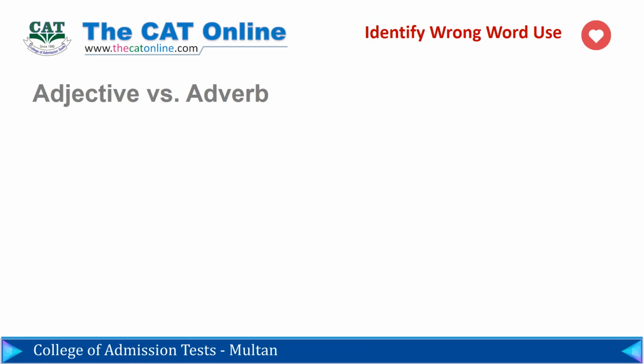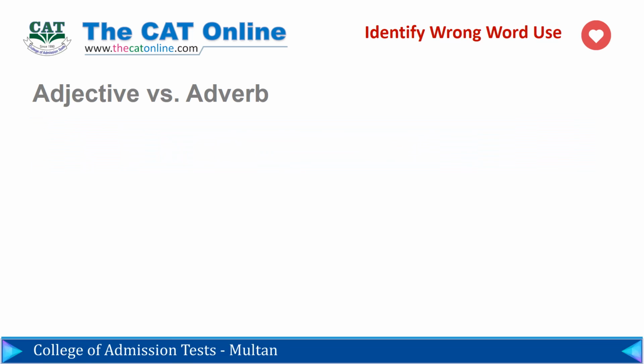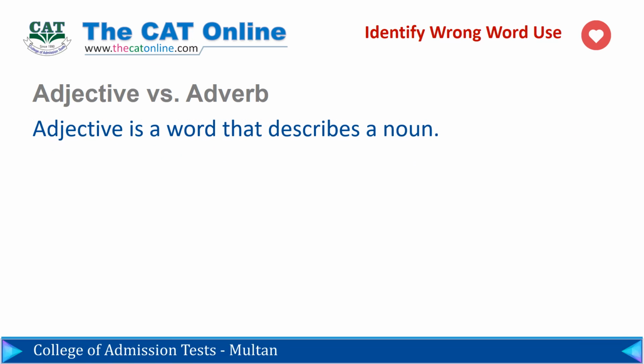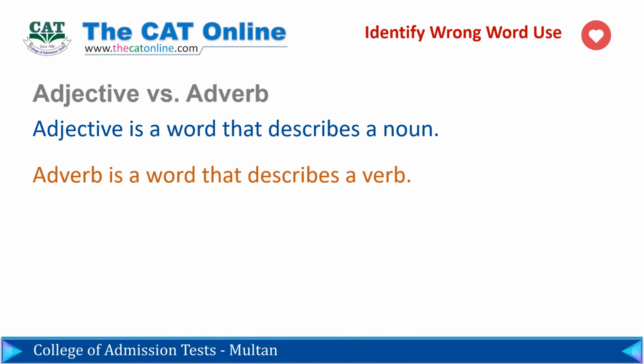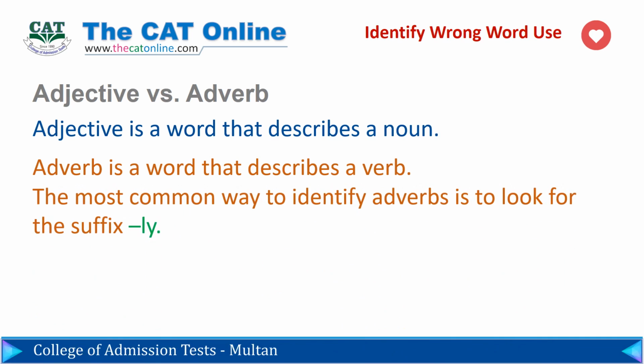Adjective versus adverb. A second common mistake with word use has to do with adjectives and adverbs. Remember, an adjective is a word that describes a noun, whereas an adverb is a word that describes a verb, an adjective or another adverb. The most common way to identify adverbs is to look for the suffix ly. Almost all adverbs end with this suffix. If you are using a word to describe a verb, adjective or another adverb, you need to use the adverb form.